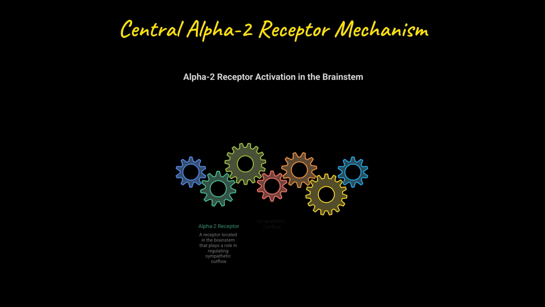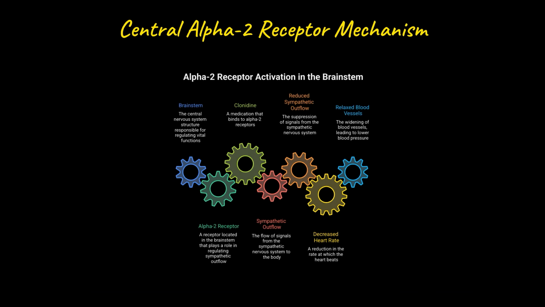In the brainstem, alpha-2 receptors act like a brake on the sympathetic nervous system, the system that speeds the heart and tightens vessels. When clonidine stimulates these receptors, sympathetic output is dialed down, heart rate eases, vessels relax, and blood pressure falls. During steady use, the body adapts to clonidine's constant presence.